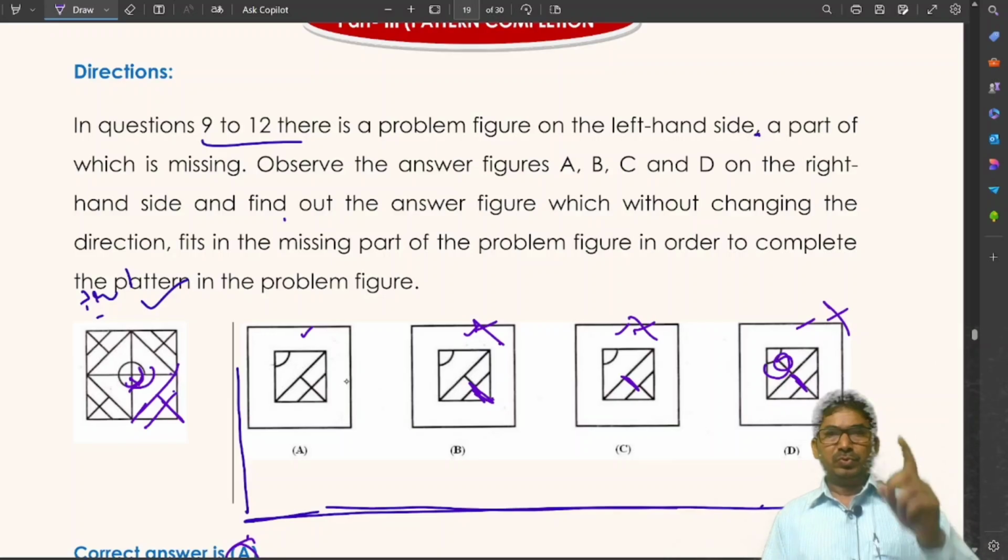So we have to choose one and only one. That's why if we got answer A, we have no need of observing these figures. I am just showing you for understanding purposes.